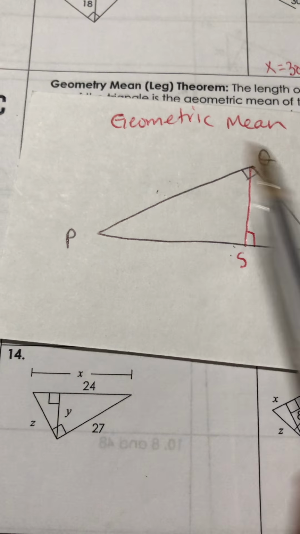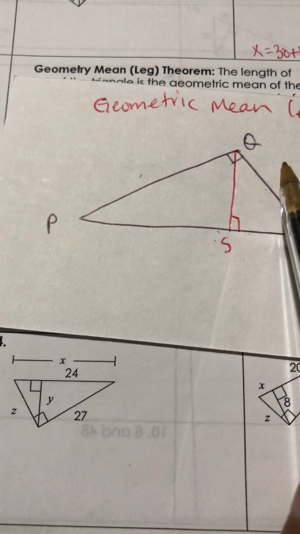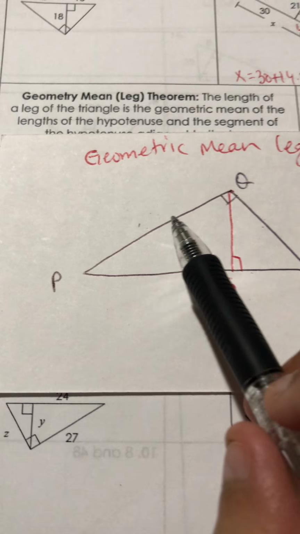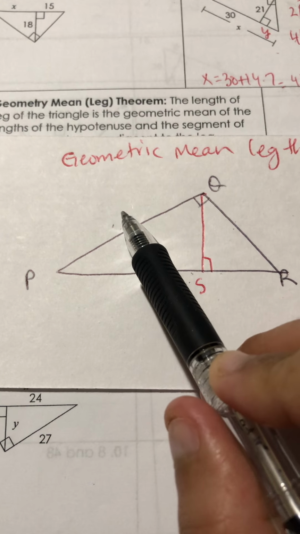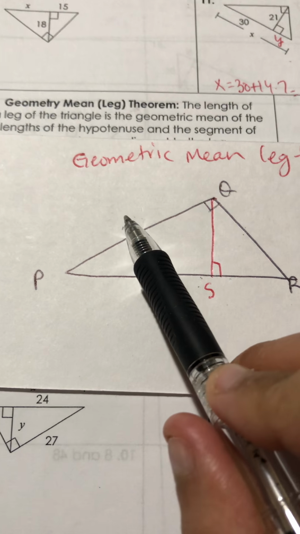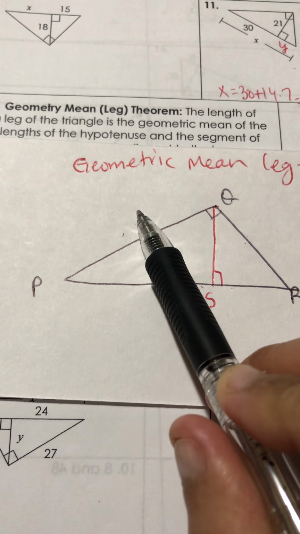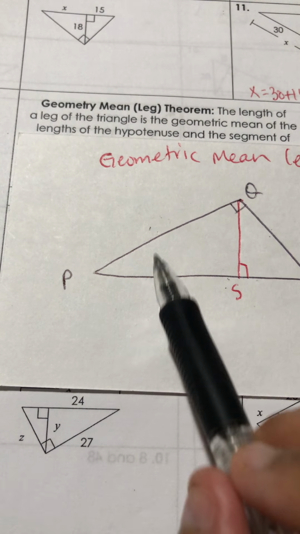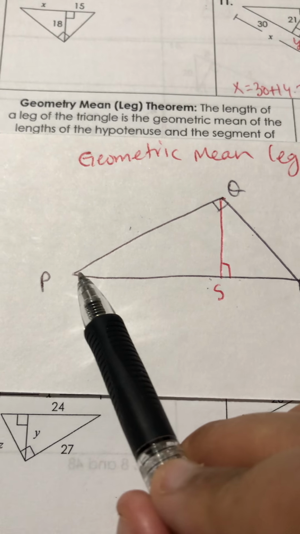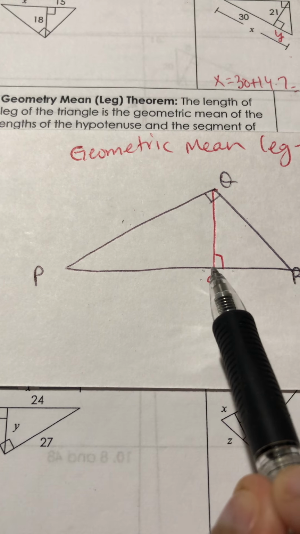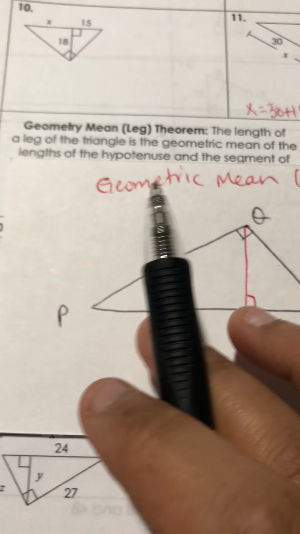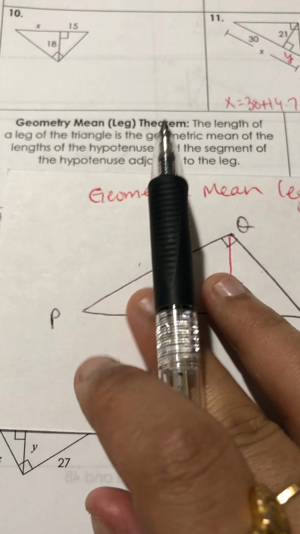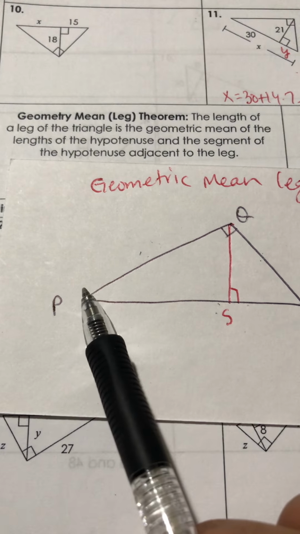And if we want to find one of the original legs of the right triangle, the leg of the right triangle is the geometric mean of the hypotenuse and the segment which is adjacent to that leg. So the segment adjacent to the leg is this one on the hypotenuse. The length of the leg of the triangle is the geometric mean of the length of the hypotenuse and the segment of the hypotenuse adjacent to that leg.